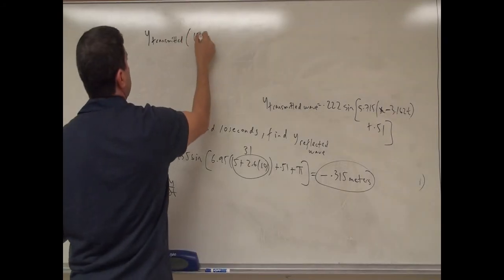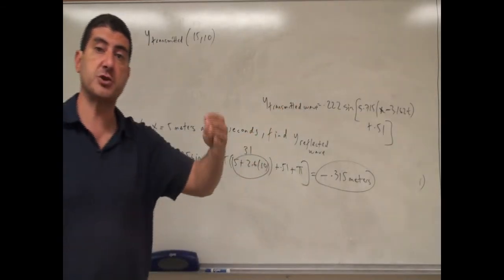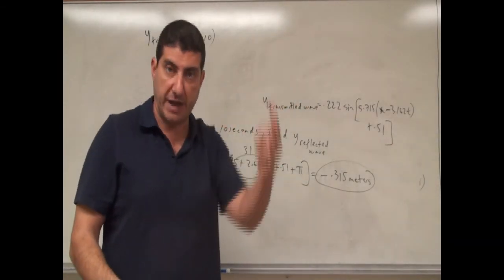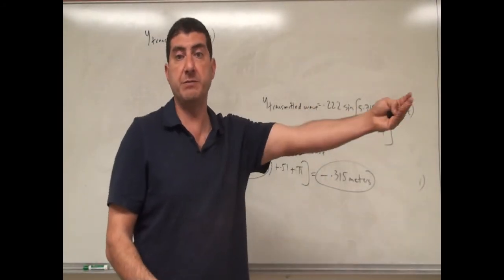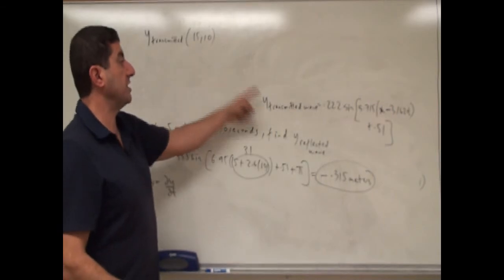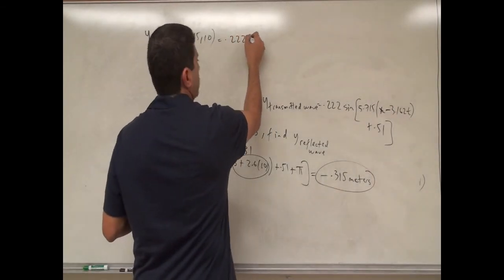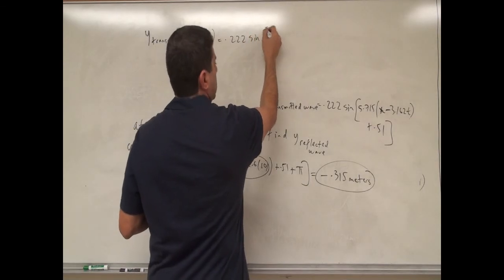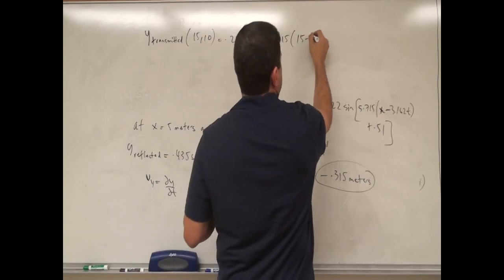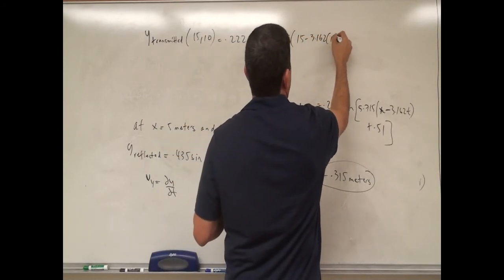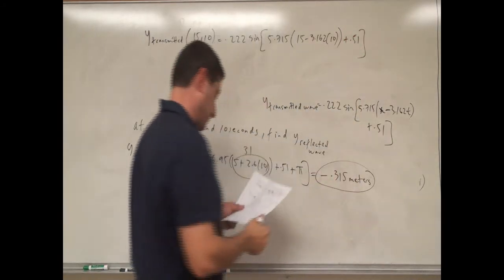And then at 15 and 10 seconds, right? So we would want to know at x equals to 15, because the transmitted wave only exists after the boundary, which is at x equals to 10. So we can say, let's say at x equals to 15 meters and 10 seconds, what is the y of the transmitted wave? So then we would do 0.222 sine of 5.715, 15 minus 3.162 times 10, plus 0.51. Right?